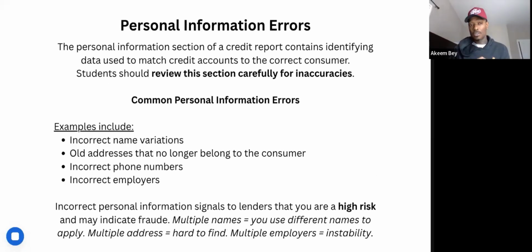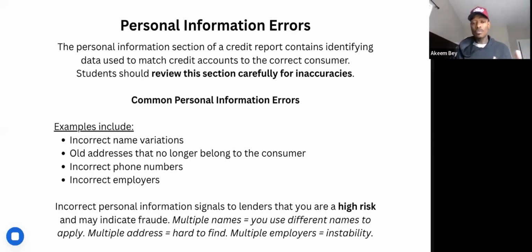Personal information errors, right? So the personal information section on your credit report contains the identifying data that's used to match your credit accounts to you as a consumer. And what you should review is this section for inaccuracies. So some of the common inaccuracies or personal information errors are incorrect name variations, old addresses that no longer belong to you, incorrect phone numbers, emails, incorrect employers, etc.